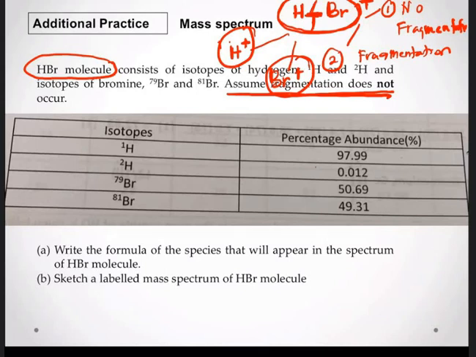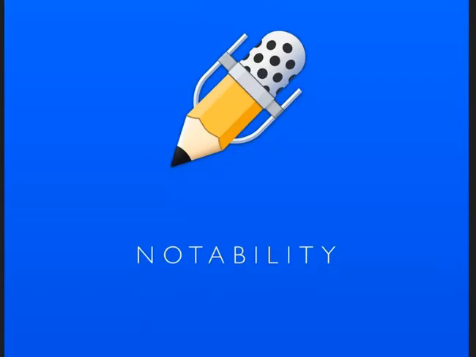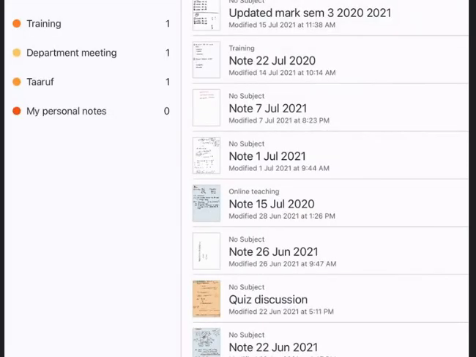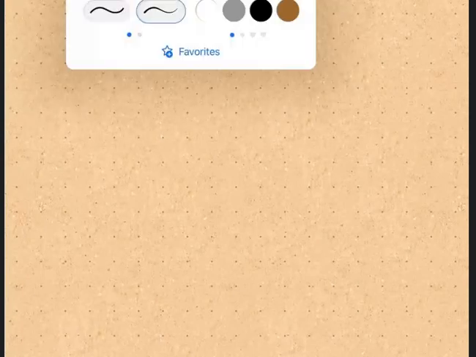Okay, tak apa. Let's do this. Okay, kita buat soalan ni. Okay, mula-mula kita stick to this question. Dia kata HBr molecule ada all those isotopes and assume fragmentation does not occur. So let's solve this. Okay, so because we know that our sample is HBr.